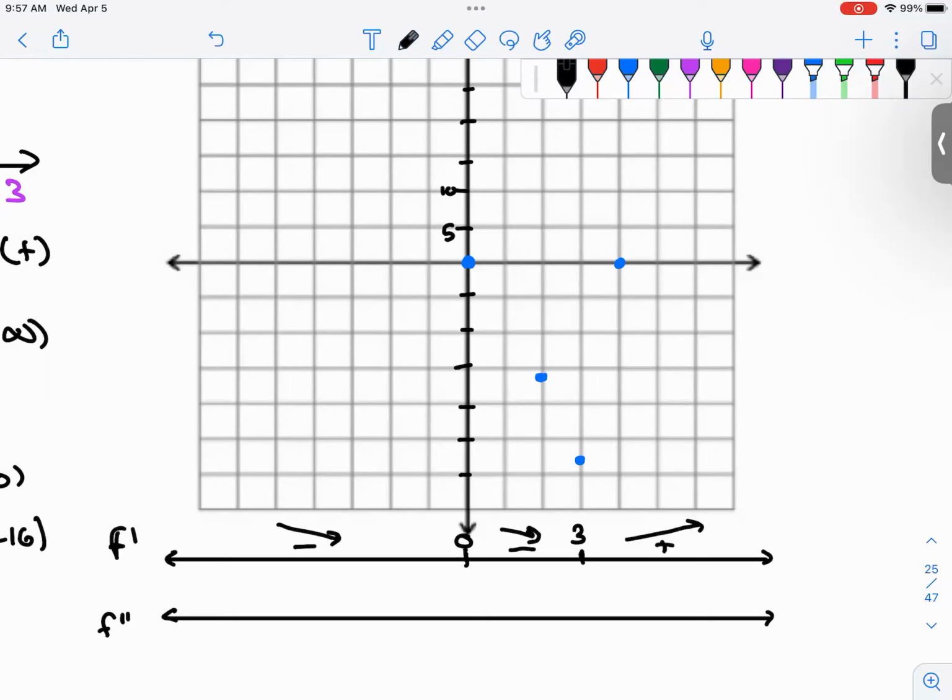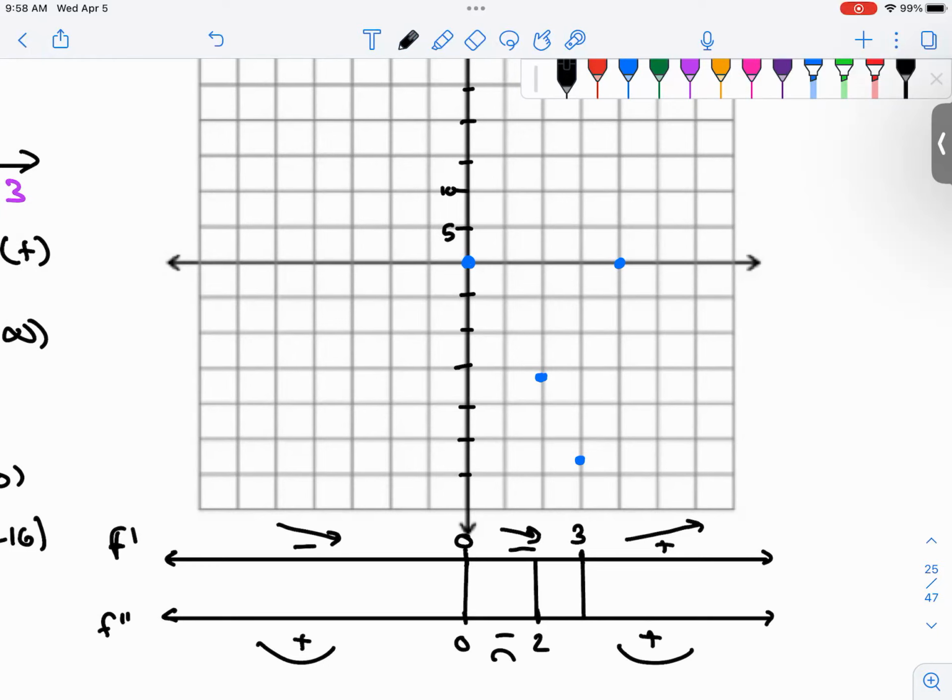And then for concavity, we only had the values 0 and 2. So we'll plot those. And then we saw that it was concave up, concave down, and then concave up again. Let's go ahead and make some lines to break this up into pieces and try and figure out the shape of the graph based on this information.